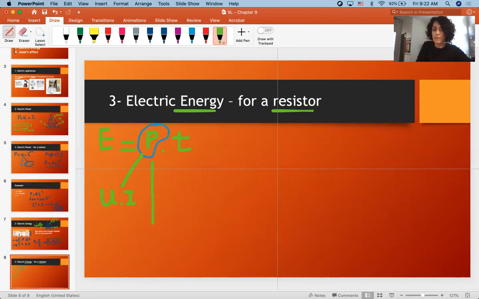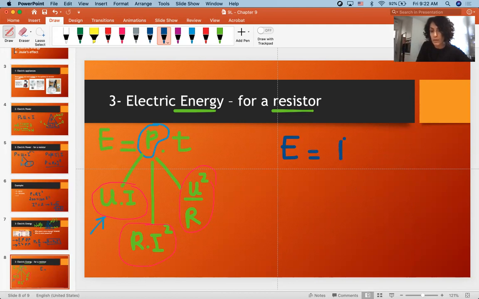For a resistor, you can write RI squared. And as you learned from the problems that you have solved, you can also replace this by U squared over R. Okay? So for a resistor, you can use this one and this one. For any other appliance, you can only use this one. Now I kept this empty space for the units because I believe we need to discuss units more thoroughly.